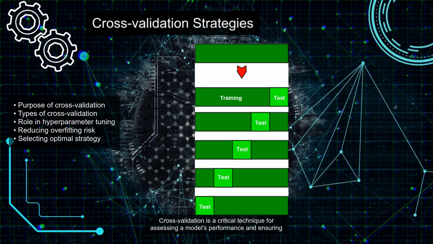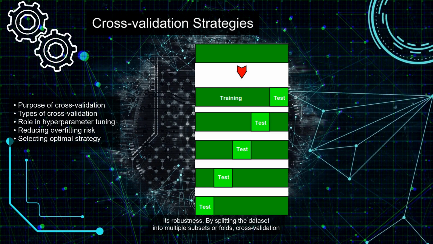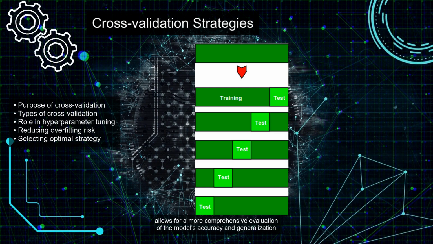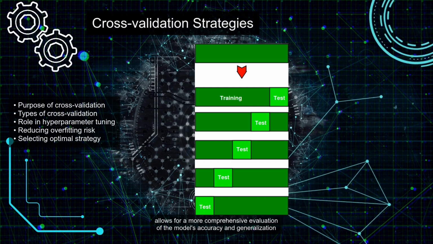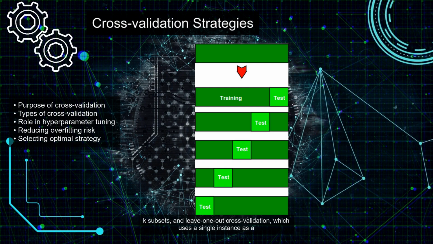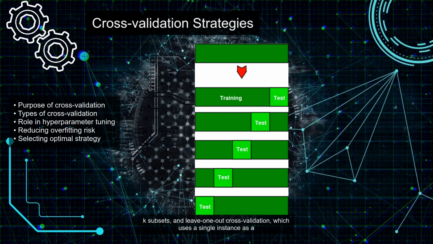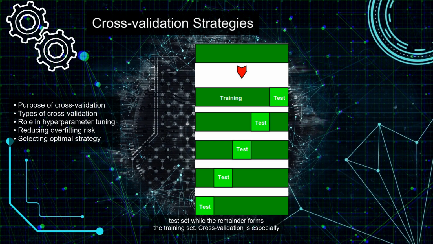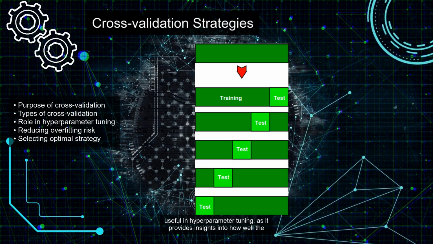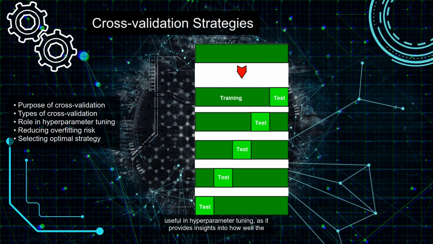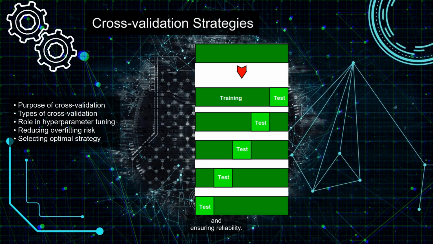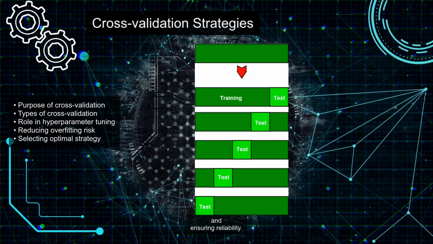Cross-validation is a critical technique for assessing a model's performance and ensuring its robustness. By splitting the dataset into multiple subsets or folds, cross-validation allows for a more comprehensive evaluation of the model's accuracy and generalization capabilities. Common strategies include k-fold cross-validation, where the data is divided into k subsets, and leave-one-out cross-validation, which uses a single instance as a test set while the remainder forms the training set. Cross-validation is especially useful in hyperparameter tuning, as it provides insights into how well the model performs with different parameter combinations, thereby reducing the risk of overfitting and ensuring reliability.